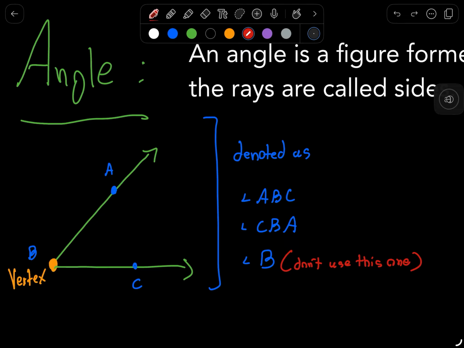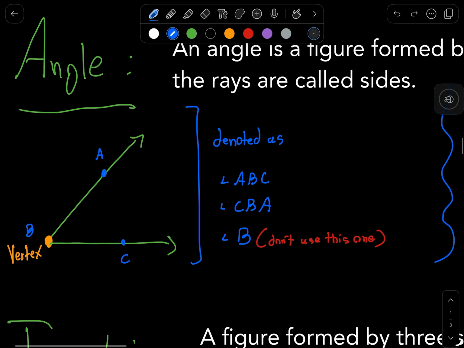And that common endpoint, if you want the more geometric term for it, is called the vertex. I think you guys have heard of that before. You can think of a vertex as a corner or something. A vertex of an angle is just the endpoint that those two converging rays share.